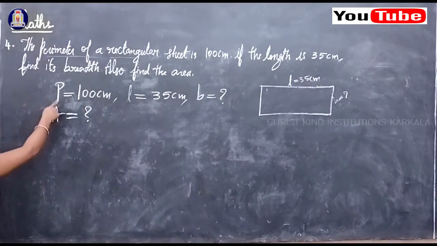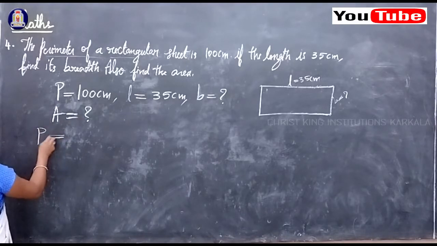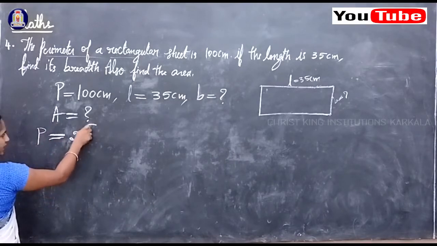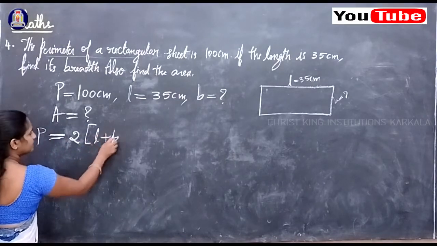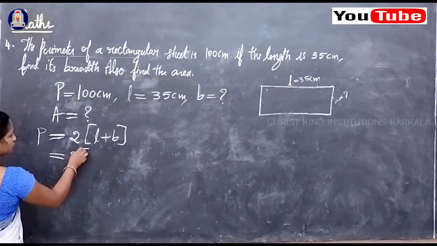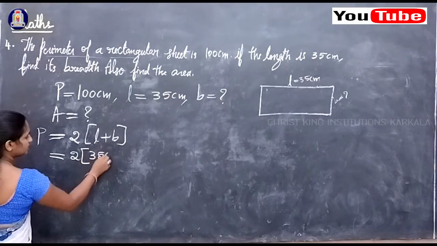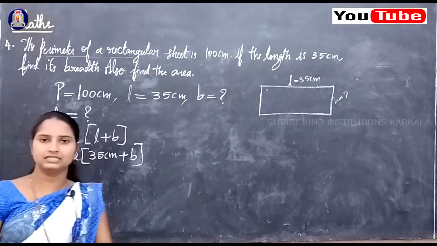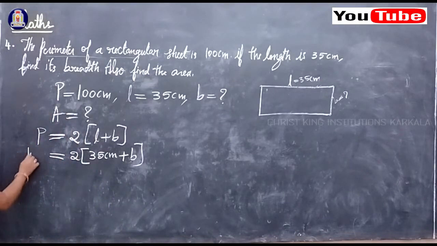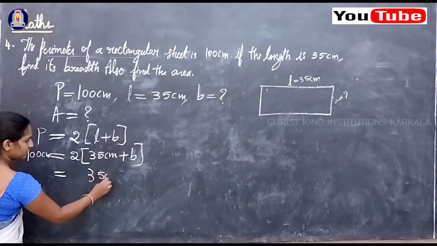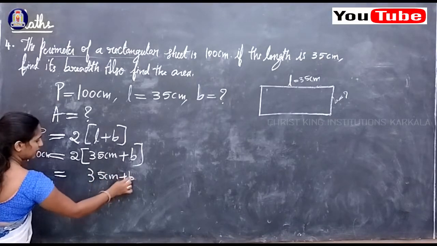First, by using the perimeter of the rectangular sheet, we can find the breadth. Okay. So what is the formula? Perimeter of a rectangle is equal to 2 into length plus breadth. So in this, 2 into length, we know, 35 centimeter, plus breadth, we don't know. So B, write as it is. So here perimeter is given, so write 100 centimeter as it is. Now we want to find breadth, so 35 centimeter plus B will remain as it is.